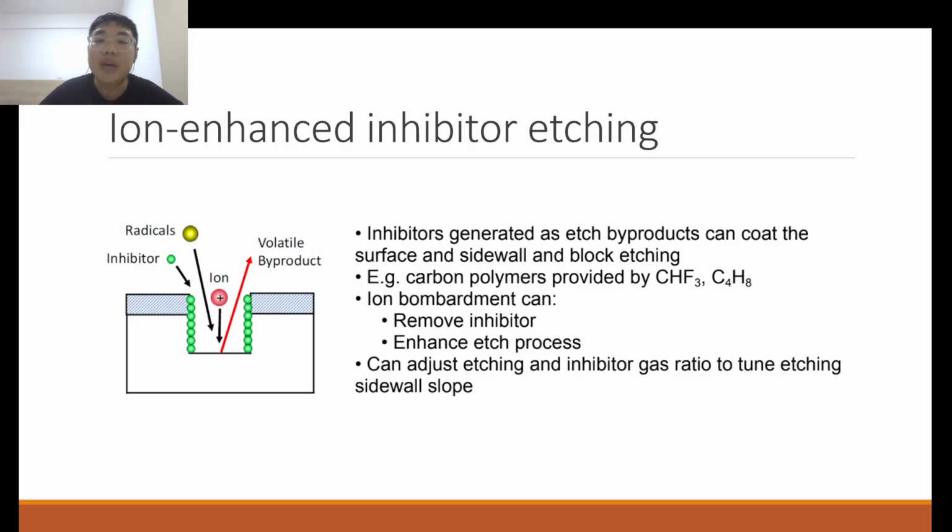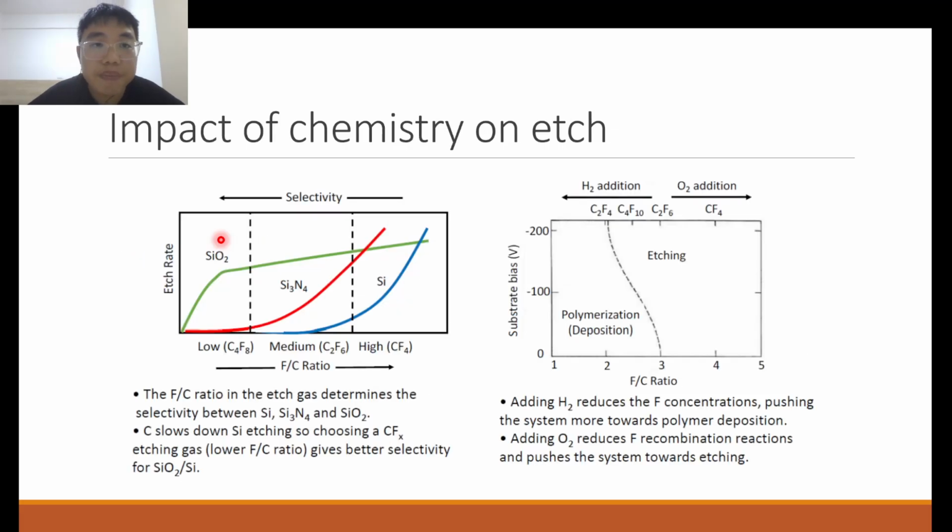We can also tune the ratio of your chemically active etching gas and the gas which generates the inhibitors. We can tune that gas ratio to tune the kind of slope that you eventually achieve, whether you want very close to 90 degrees or a slight angle to it, things like that. So that is the impact of your chemistry on this etch process.